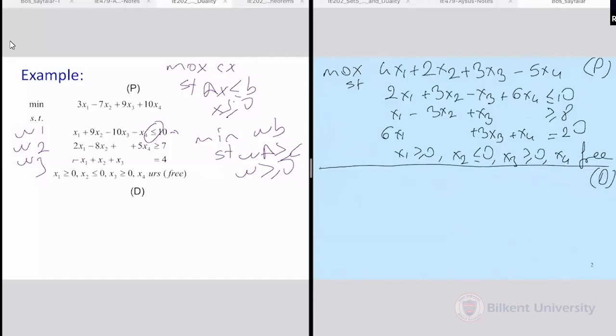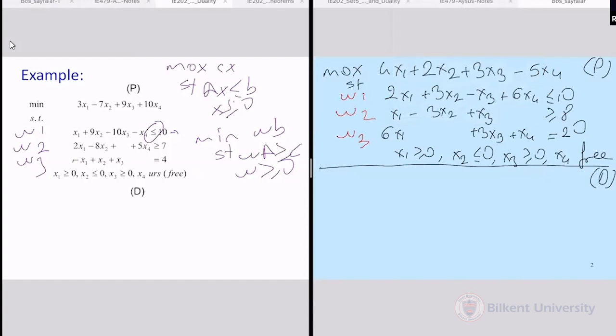Then in the break time, I have written another example for you guys, which is this. It's a maximization problem with many things going on. I have 4 variables, 3 constraints. I've asked how many dual variables I need, and I got many correct answers. I need 3 dual variables. So each constraint gets a variable, W1, W2, W3.